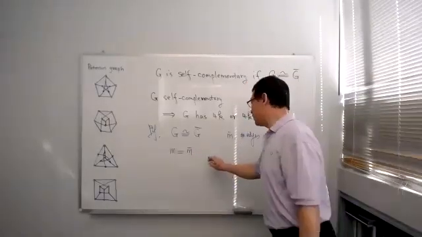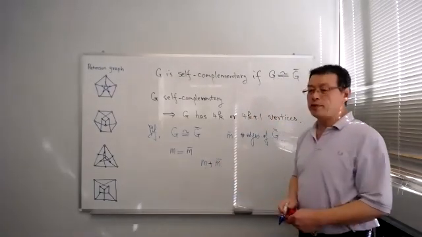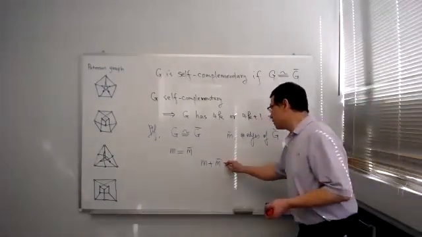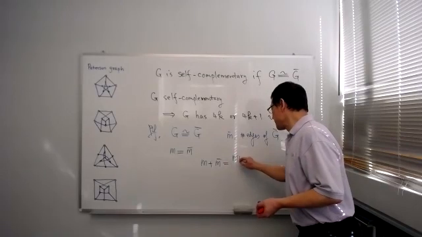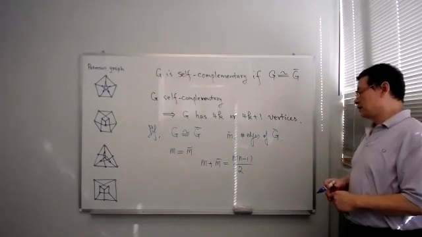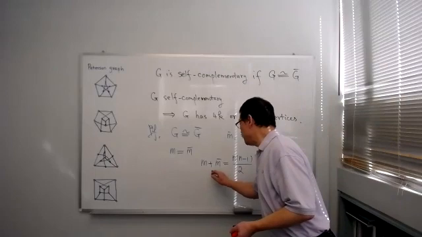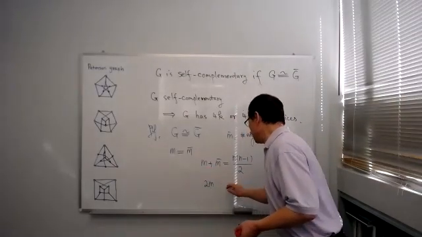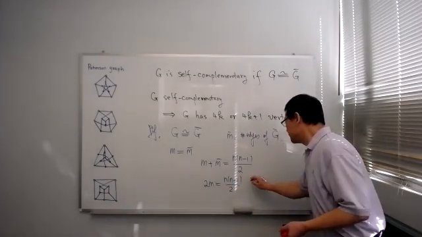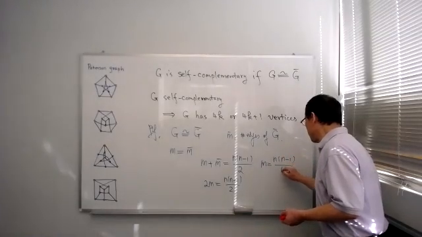All right. However, we know the number of edges inside G plus the number of edges in its complement equals the total number of edges of the complete graph. So that will be n choose 2. This is the total number of edges. All right. Now, 2m equals this one. So that gives us m equals n times n minus 1 divided by 4.